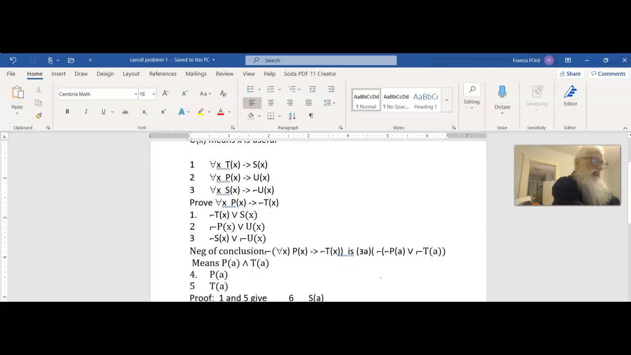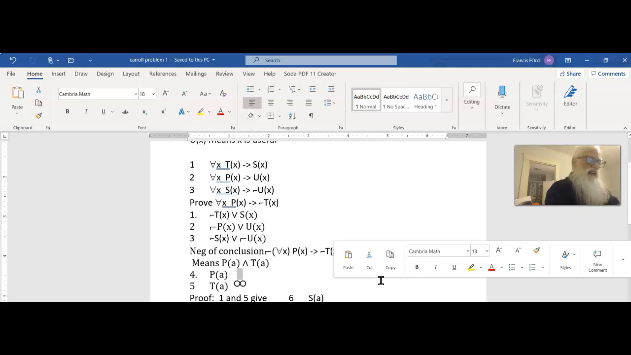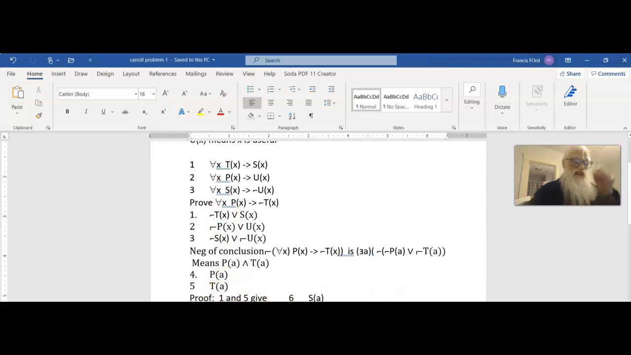So I'm saying 1 and 5, if I use those together, they give me SA. I substituted A for X in 1. I got not TA or SA. I have TA, so it doesn't matter whether the T is true or false. SA is what determines the thing. Then I did exactly the same thing for 6 and 3.